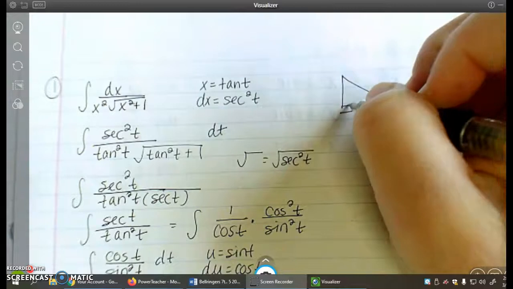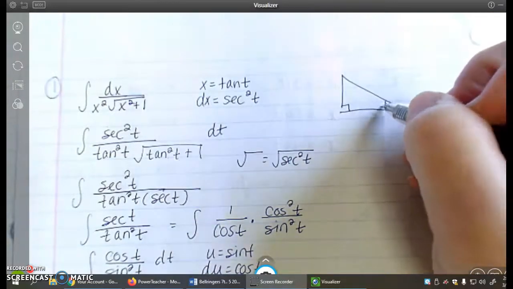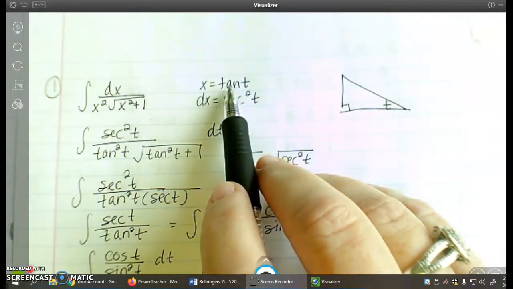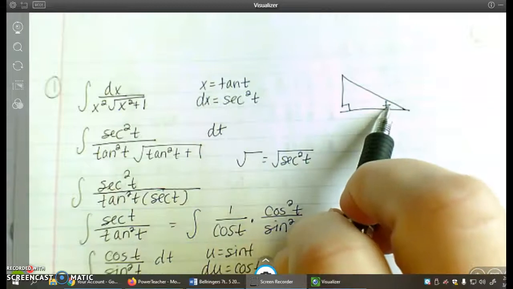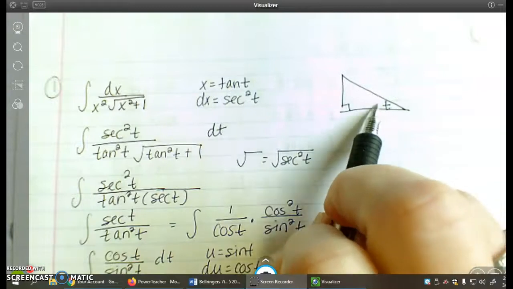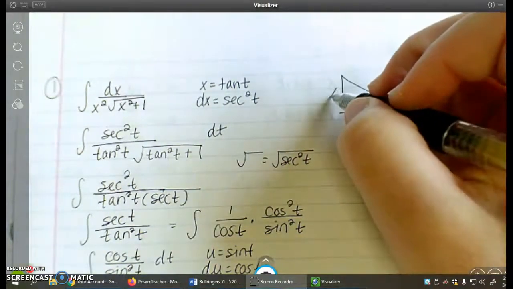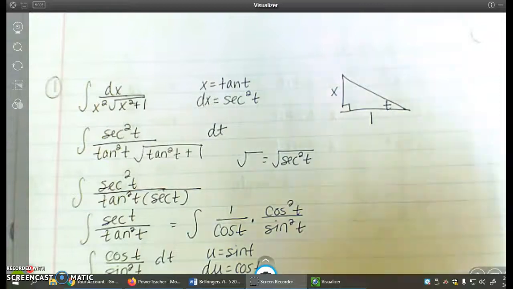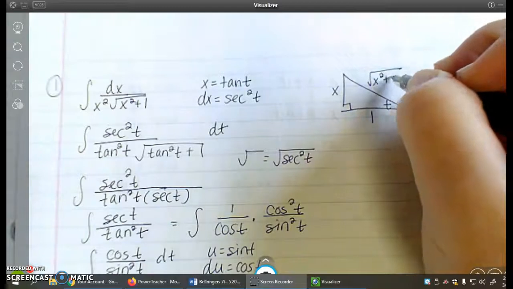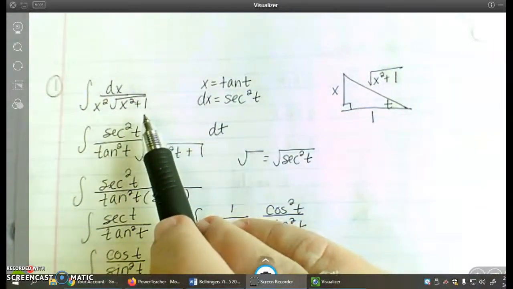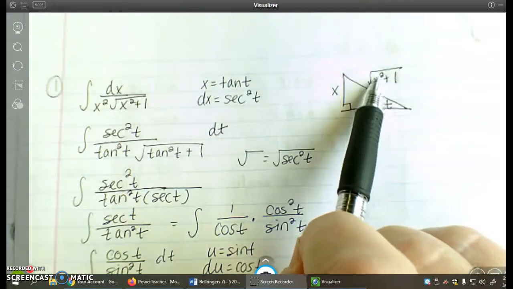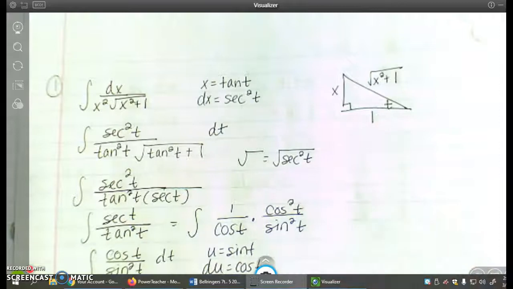It doesn't matter. Here's our right triangle. Here's where my angle t is. What I just did up here is I said that x was tangent of t. Well, here's t, and the tangent of t is opposite over adjacent. If x represents the opposite over adjacent, that means that this is x and this is 1. And if you solve by the Pythagorean theorem, you will get that the hypotenuse is the square root of x squared plus 1, which you will notice is what we made that substitution with. That will always happen, that the substitution we make will be somewhere on that triangle.